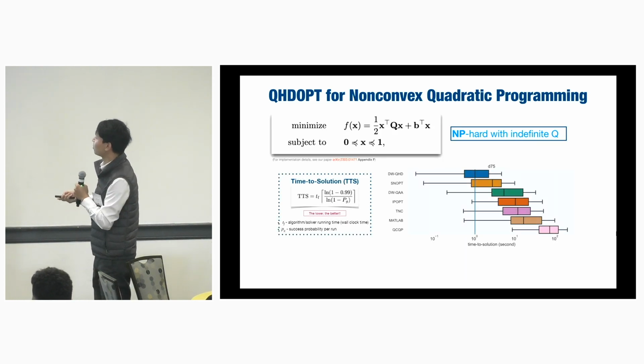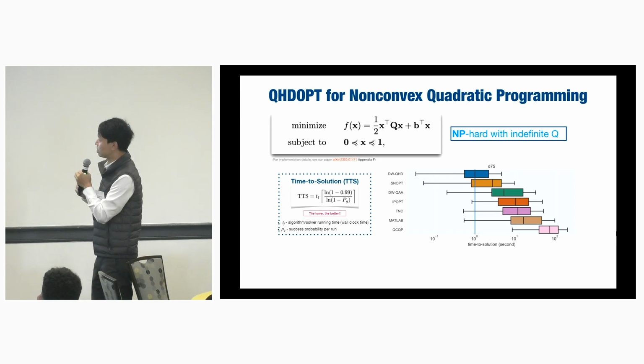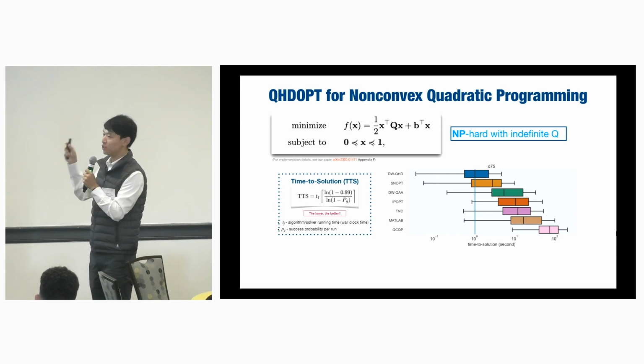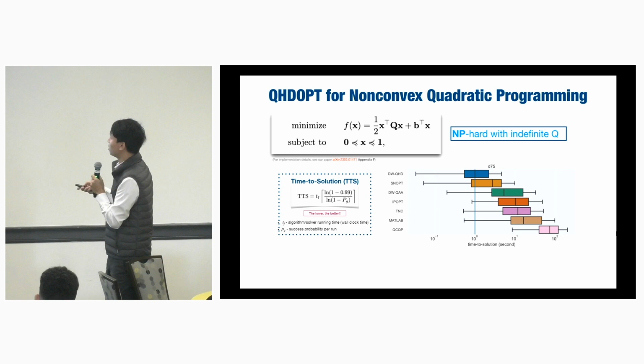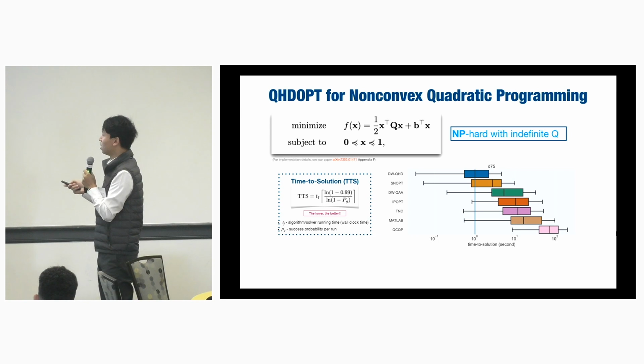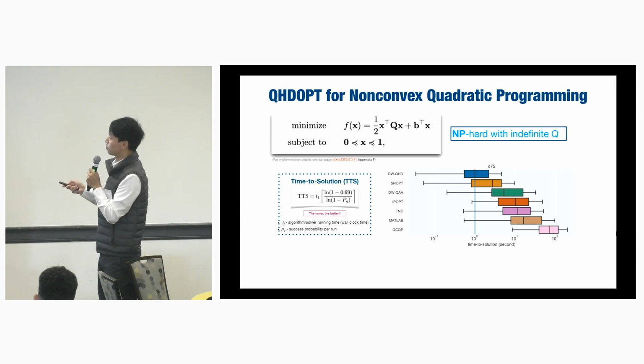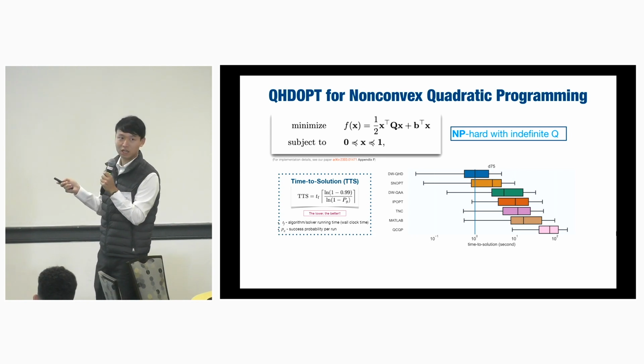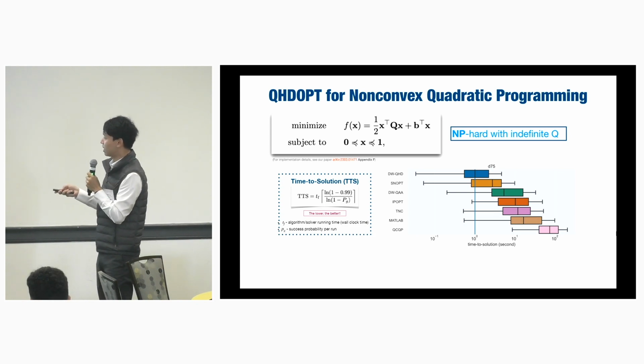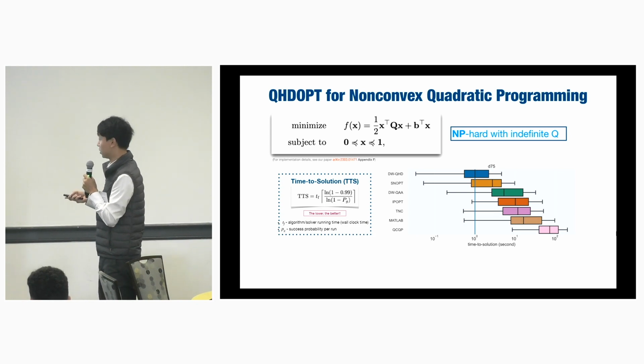Okay, and finally, I want to show you the performance of our software, which implements this QHD algorithm to solve high-dimensional non-convex optimization problems. Here, we target this non-convex quadratic programming, which is to minimize this quadratic function with an indefinite Hessian matrix Q. This problem is known to be NP-hard. And again, we use this time-to-solution performance metric.